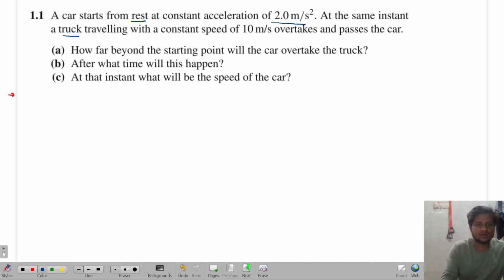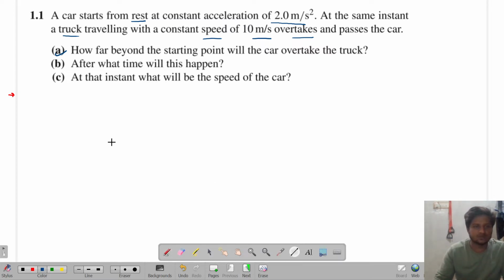At the same instant, a truck traveling with constant speed of 10 meter per second overtakes and passes the car. How far beyond the starting point will the car overtake the truck? Second thing, after what time will this happen? At that instant, what will be the speed of the car?